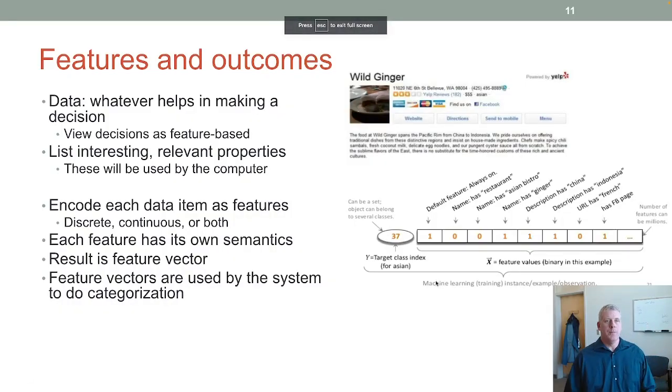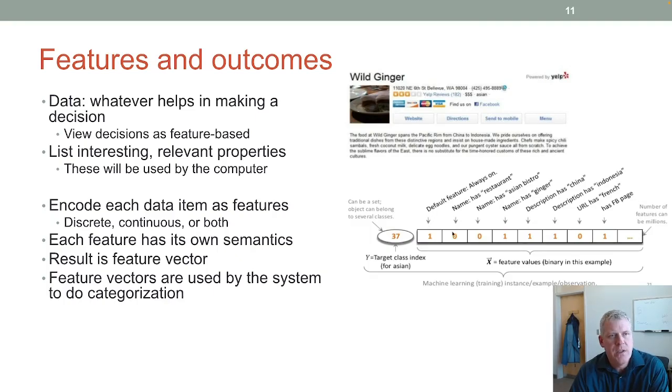Here is a data set. This comes from a paper where they looked at descriptions of restaurants, and each feature here is some aspect of the description of the restaurant. So for example, does the name of the restaurant have the word restaurant in it? This does not, as Wild Ginger is the name of the restaurant. So we have a 0 for that feature. Does the name of the restaurant have Asian Bistro in it? That is not the case here with Wild Ginger, so we have a 0 there. Does the name have ginger in it? In this case it does, Wild Ginger, so that's a 1.